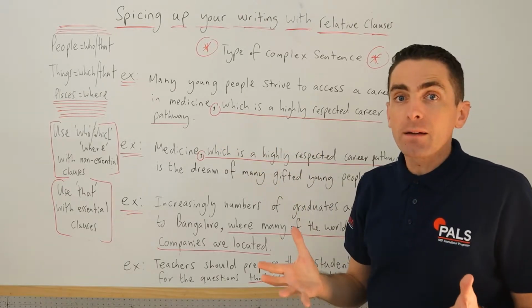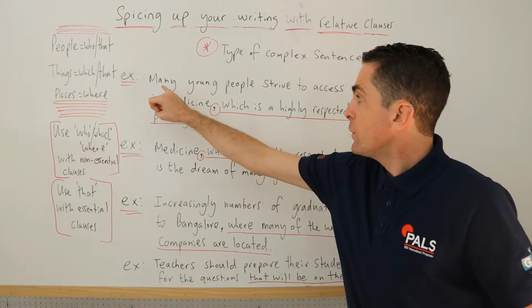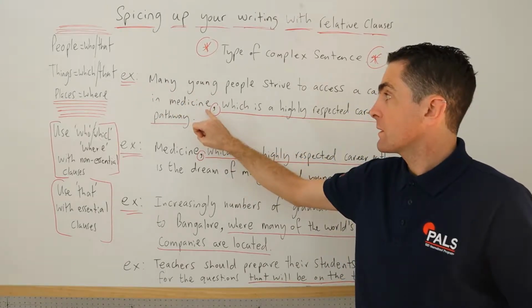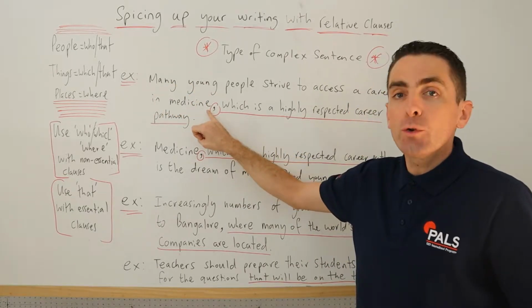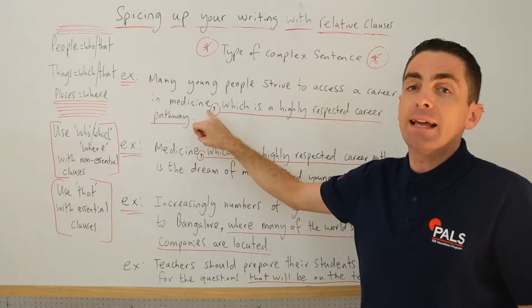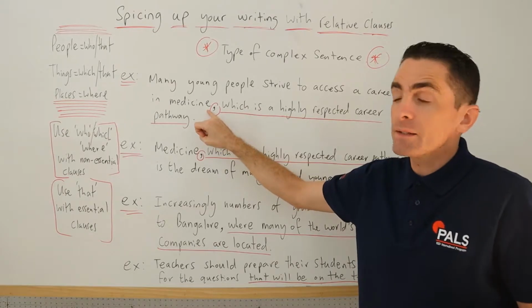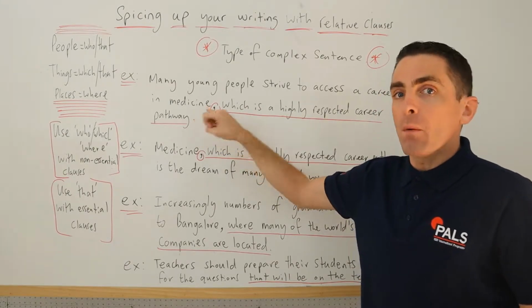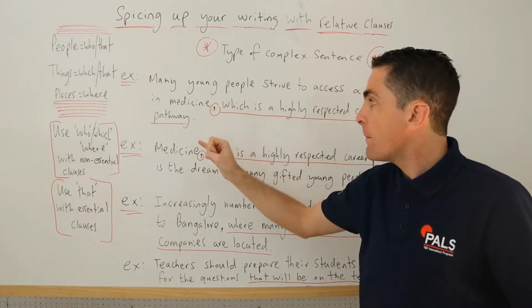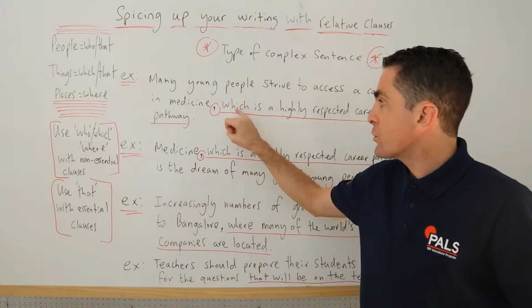What does that mean? Well, it means if you look at the first clause, the first part of the sentence here, you could have a full stop there. Okay, it is an independent clause or a simple sentence, so you could have a full stop. But we don't have a full stop. We have a comma. And after the comma we have which.